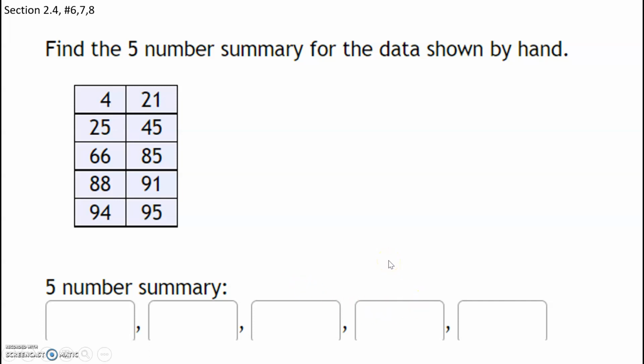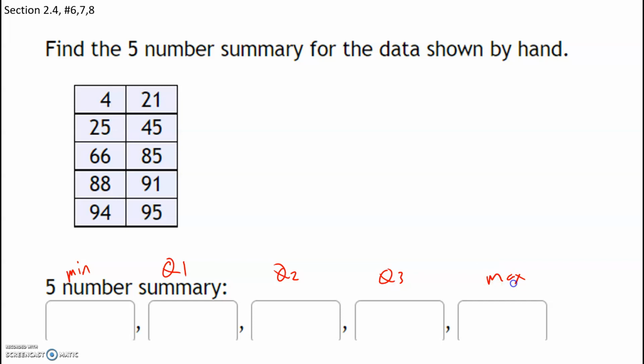All right, let's take a look at the next one. We want to find the 5-number summary for the data shown by hand. Okay, so what is a 5-number summary? The 5-number summary goes like this. Your first box is going to be the minimum. Your second box is Q1. You have Q2, you have Q3, and then you have the maximum.